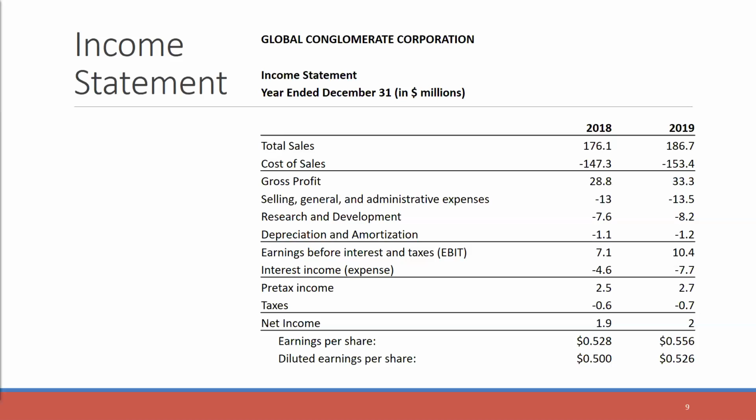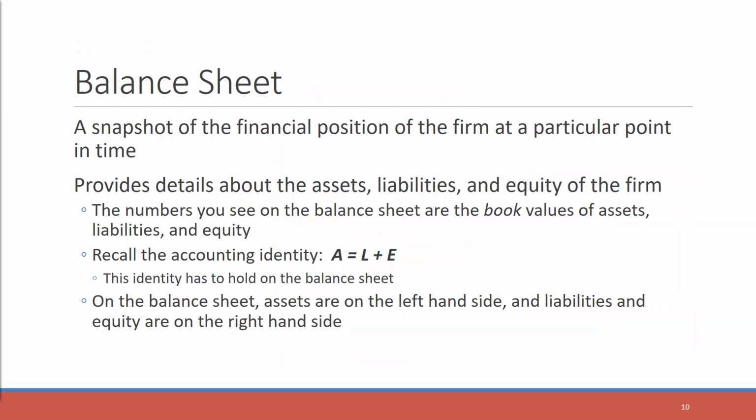And then after we have our EBIT, we still have to reduce by our interest expense. The way the interest works is we borrow some money last year, and this year we pay interest on it. And then we have our pre-tax income. And then finally, when we take out our taxes, we have our bottom line, our net income. So you'll notice that in 2018, our company had a net income of 1.9 million, and in 2019, that increased to 2 million. So let's look at our balance sheet.